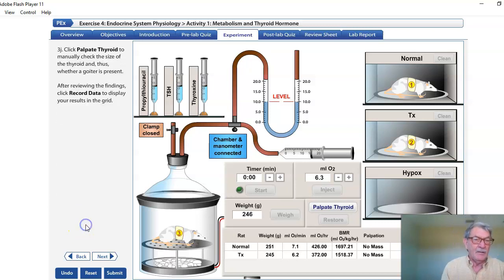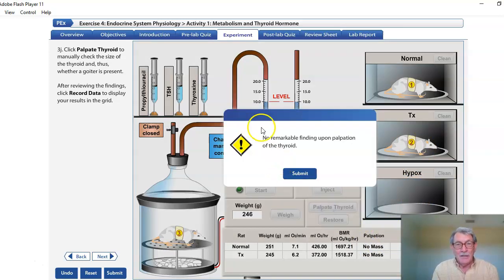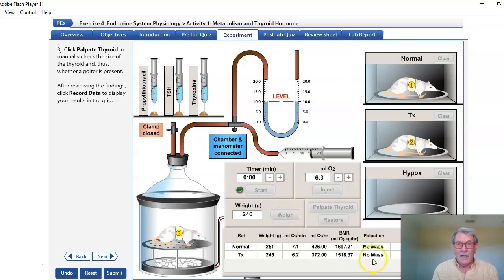1537. Submit the data. Now, is this guy going to have a goiter? Well, what causes goiters? TSH. He doesn't have a pituitary. Remember? He had his pituitary removed. Can he make TSH? No. So he can't possibly get a goiter because he doesn't have any TSH to cause it.